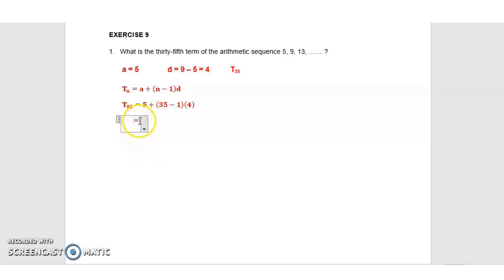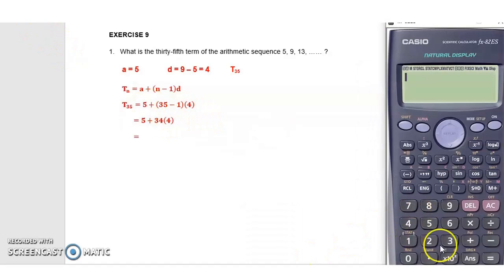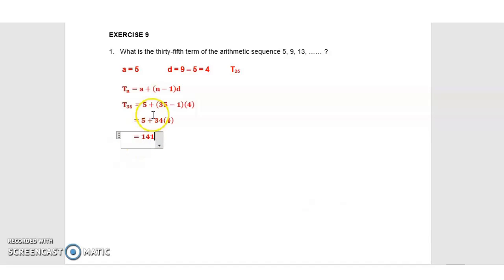Here you solve the value in the bracket. So 5 plus 35 minus 1 is 34, and 34 times 4 plus 5 equals 141. So the 35th number in the sequence is 141. That's how we find the nth term in an arithmetic sequence.